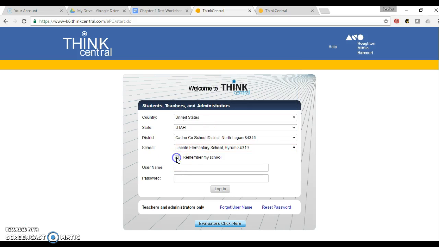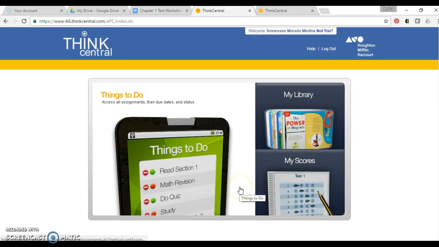Okay. If you click here at Remember My School, then next time you log into Think Central, you shouldn't have to do that. It should remember all that for you. The next thing you're going to do is put in your username and password, which is your number thing, and then cookies, I believe. Let's see. Yep, perfect.